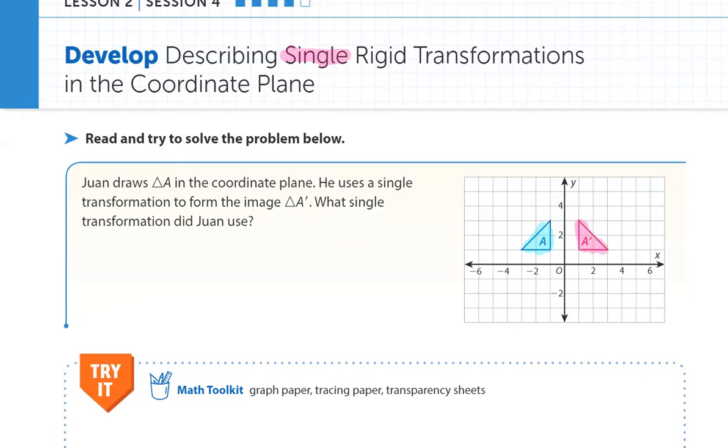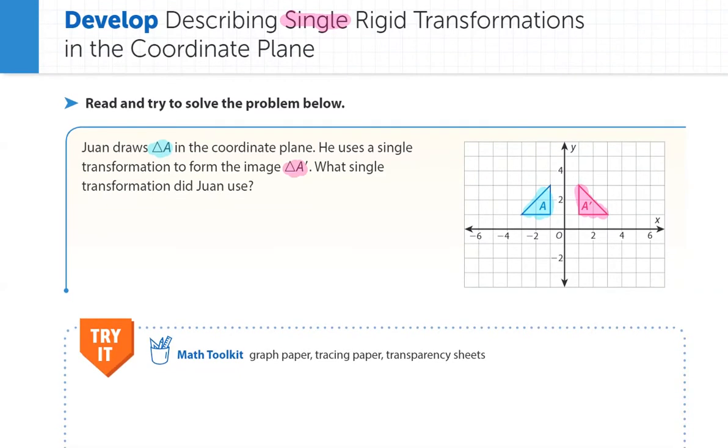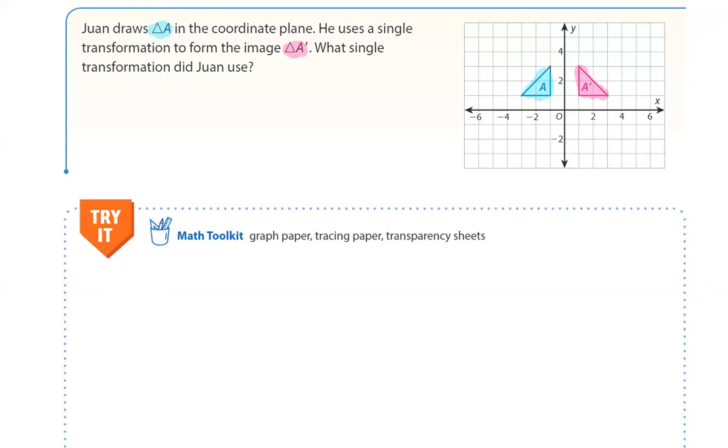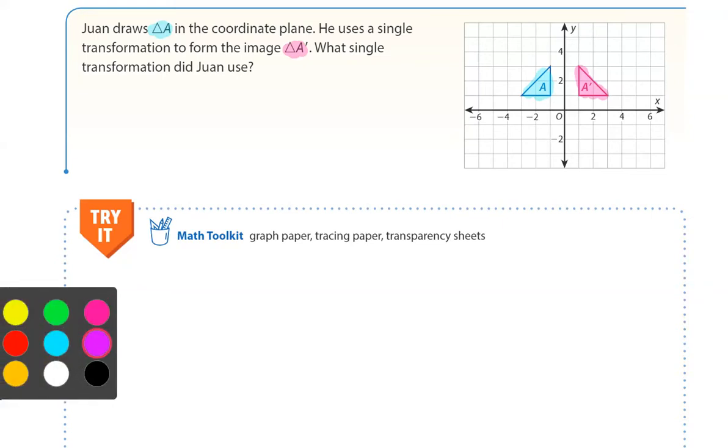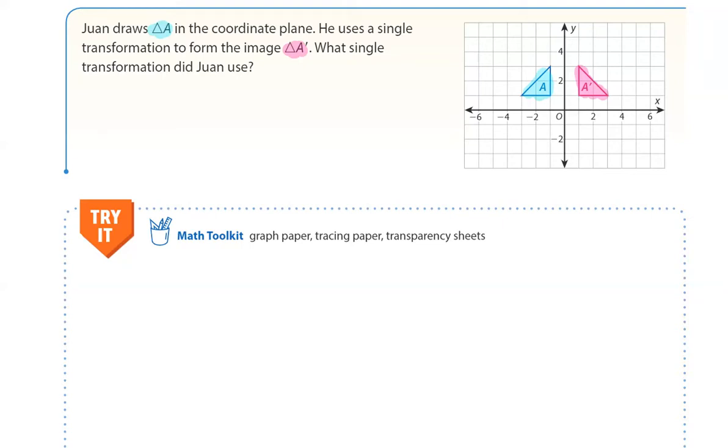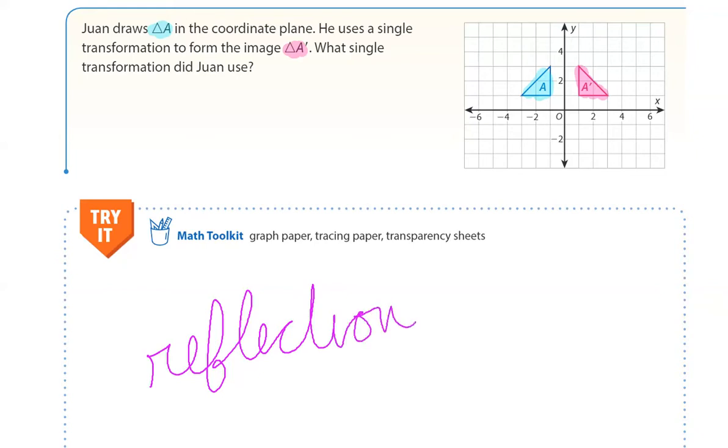Our try it today says that Juan draws triangle A on the coordinate plane. He uses one transformation, a single transformation, to form triangle A prime. What transformation did he use? It doesn't even say you have to describe it. It just says what transformation did he use. And if you look at it, it can't be a translation because that's a slide. It doesn't look like a rotation. It's just facing the opposite direction, right? So it looks like a reflection because it is one. Reflection. There you go. It's a reflection.